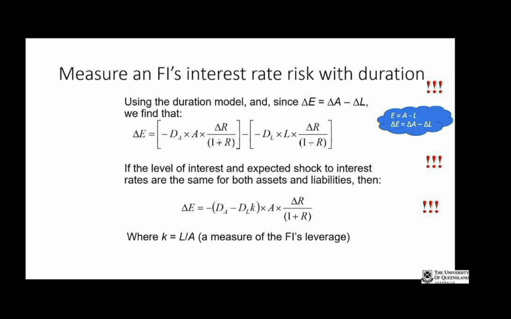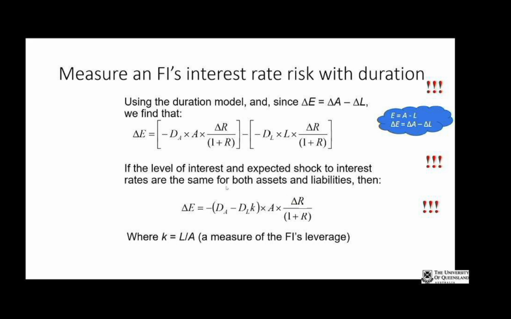Then in the next step, I can just pull out the delta R divided by 1 plus R outside of the brackets. What else can I do? I can also pull out the A. Well, if I do that, I've got here at this spot L divided by assets, L divided by A. And I just define L divided by A simply by K. And then I end up with this formula. So these two formulas are identical. It's just an easier way to write it down.